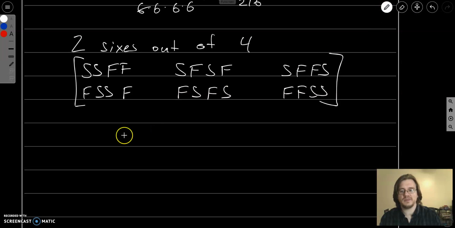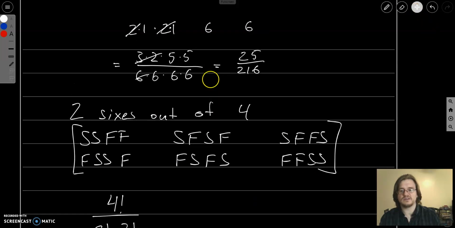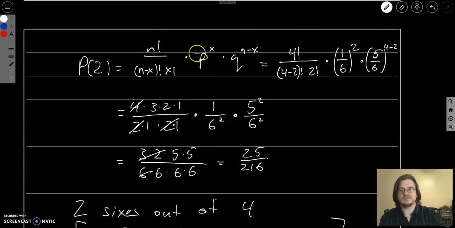Where did this come from? Well, if we remember, there are 4 factorial ways to arrange things, but if we have 2 pairs of duplicates, we need to divide by 2 factorial and 2 factorial. So this is the number of ways to arrange successes and failures. I'm just going to abbreviate that. So this 4 factorial divided by 2 factorial divided by 2 factorial comes exactly here.